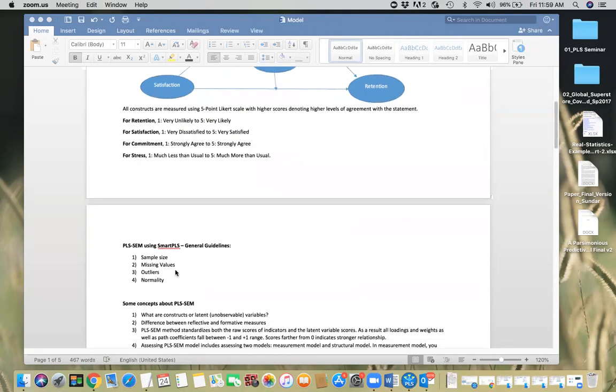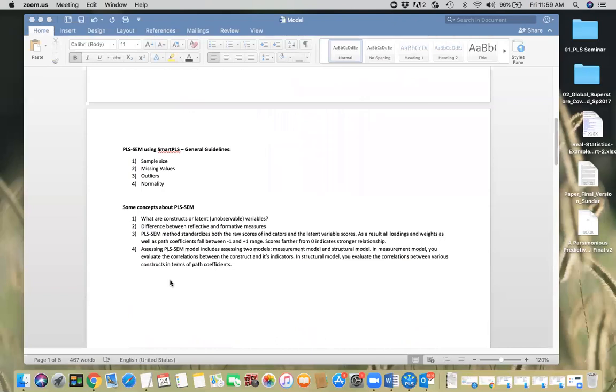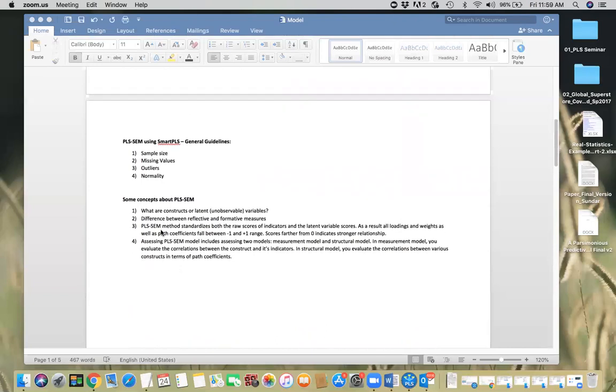So we also discussed in my last video the sample size, the missing values and outliers and normality issues. So we want to continue forward. We're going to discuss some concepts about PLS-SEM modeling here. The first thing is the constructs. So what are constructs and how are they different from other variables?